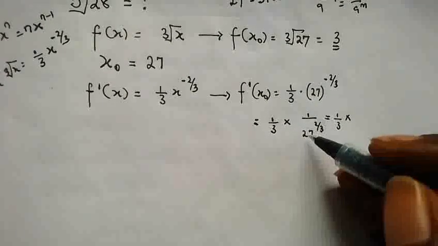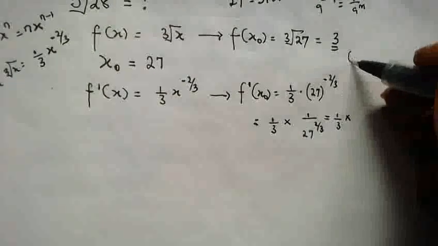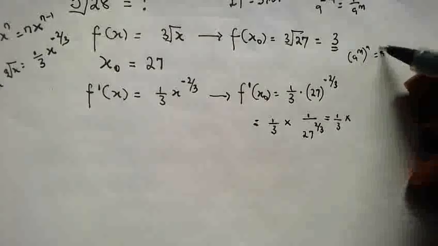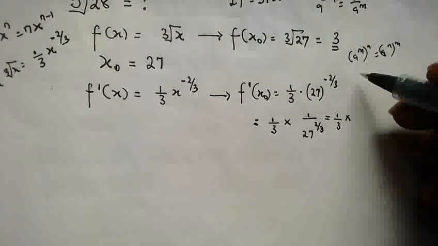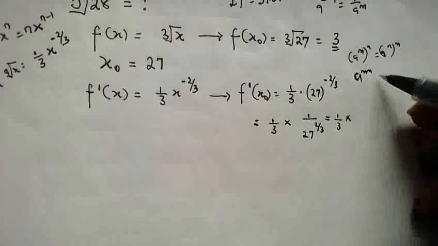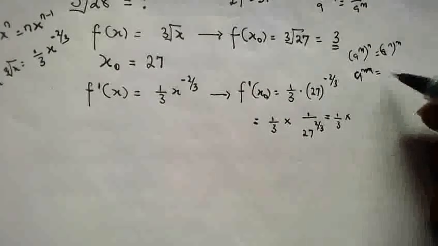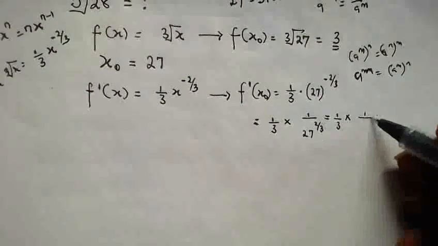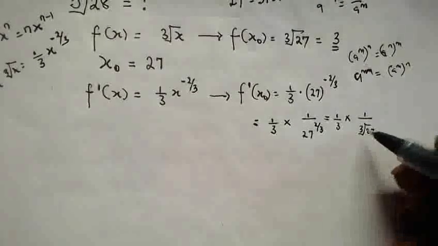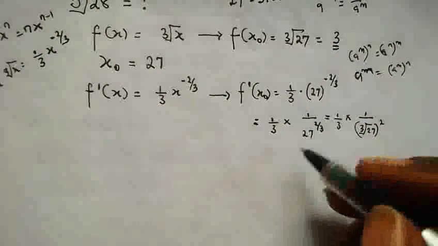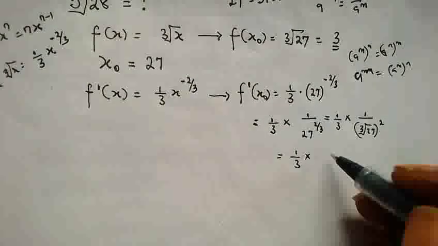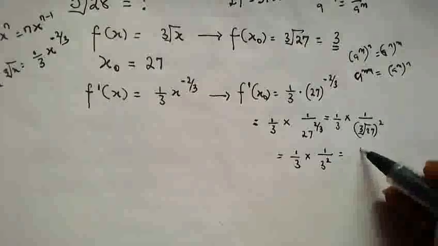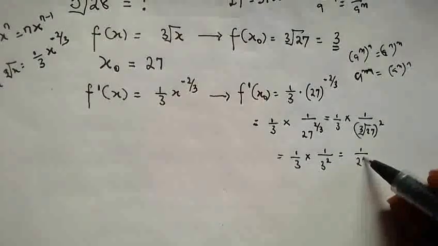Remember we have, okay, let's rewrite using this formula. a raised to m raised to n is equal to a raised to n raised to m, and also a raised to mn can be expressed as a raised to m raised to n. Okay, so here we're going to write as 1 over cube root of 27 first, then raised to 2. So here we have 1 over 3 times 1 over cube root of 27. Here is 3, so 3 squared. So here we have 1 over 3 squared times 3, so that is 27.